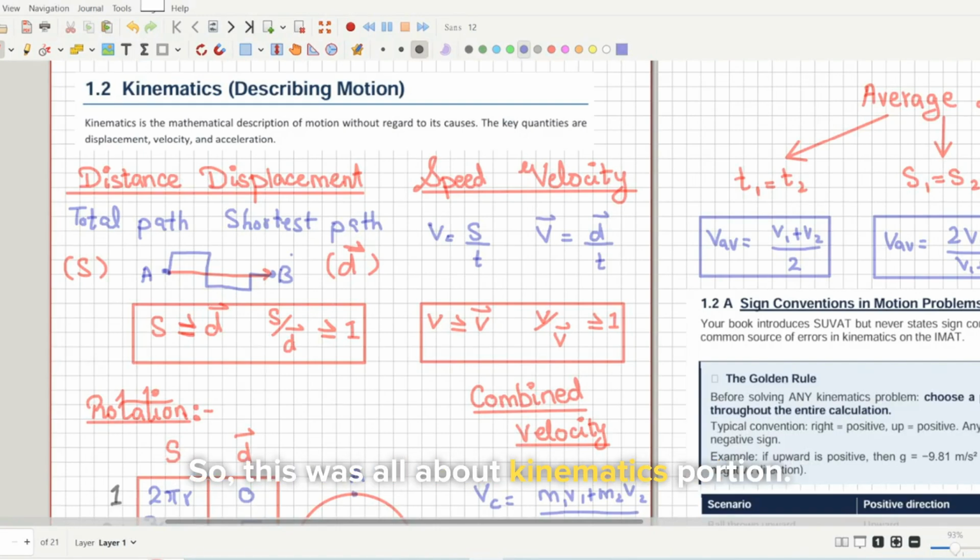So this was all about the kinematics portion. Now you know that we have covered everything that is about kinematics. We have not left anything.